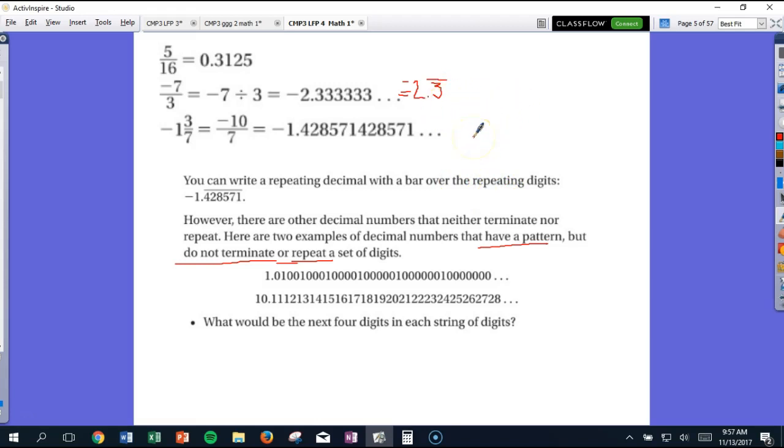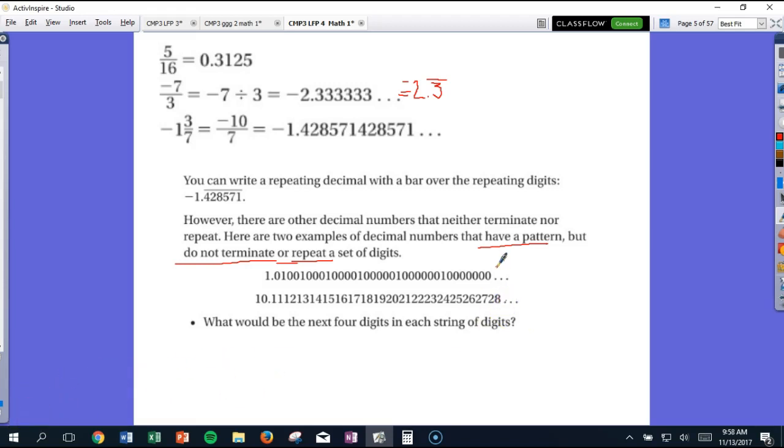Now, sometimes decimals don't terminate and they don't repeat. And a couple of examples here. These have a pattern, but they do not terminate or repeat. So we have 1.0100100001, and so on and so forth here. And then we have 10.1112131415, and so on and so forth. Now, if you take a look at the patterns here, what would be the next 4 digits in each string of digits? So if you need, think about this for a second, pause the video, that's okay. Decide what the next 4 would be.